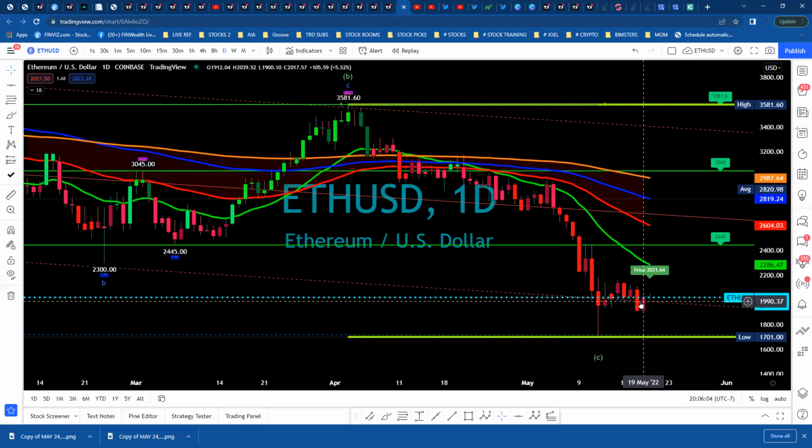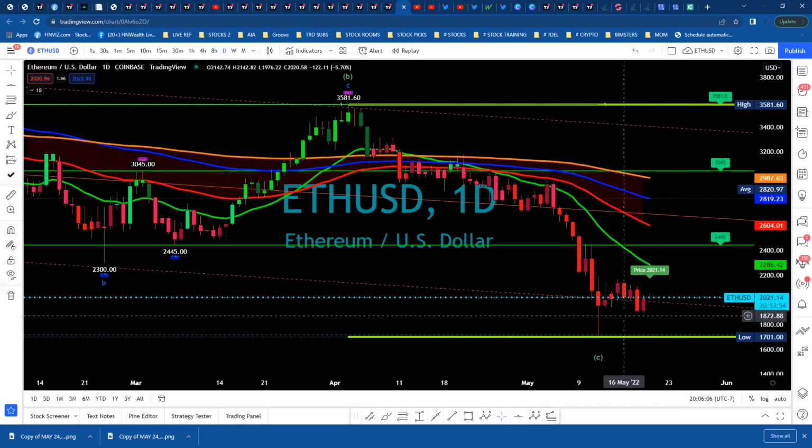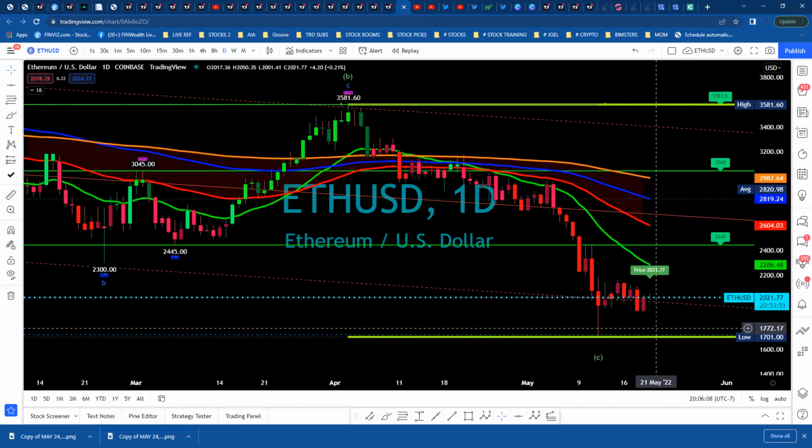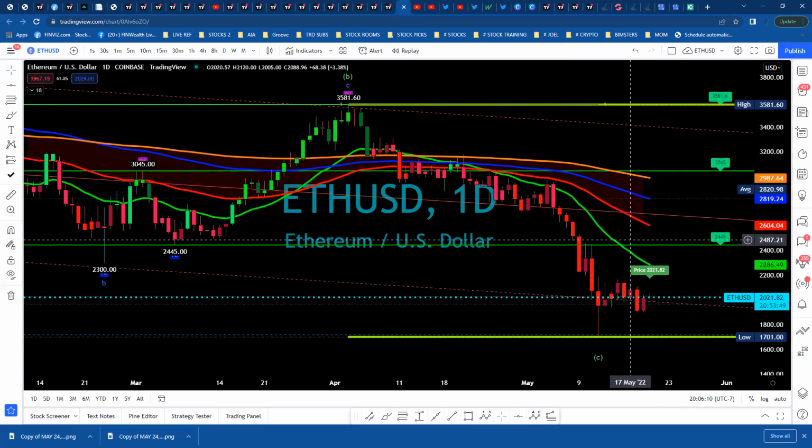Ethereum is still just flat down here, kind of a bearish flag. So do we come back down here and retest 1701, or are we going to try to go up towards the 20? You just got to watch for the price action tomorrow.